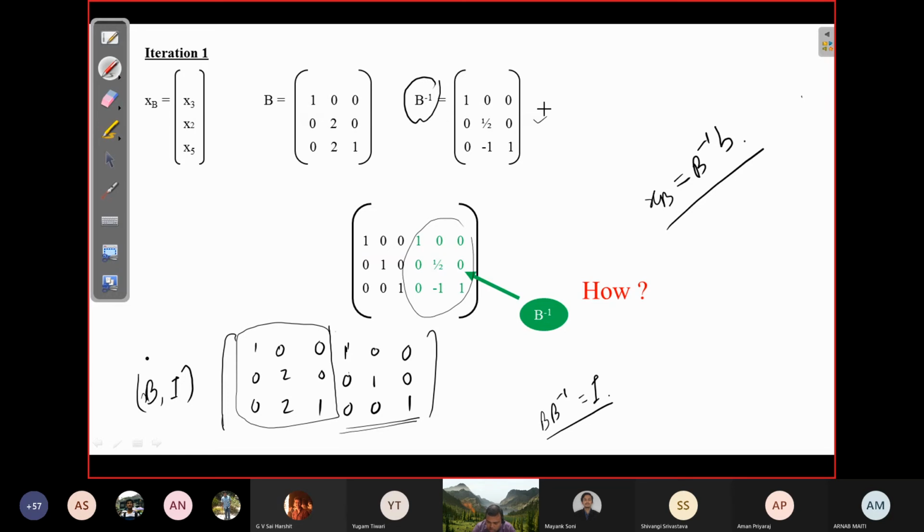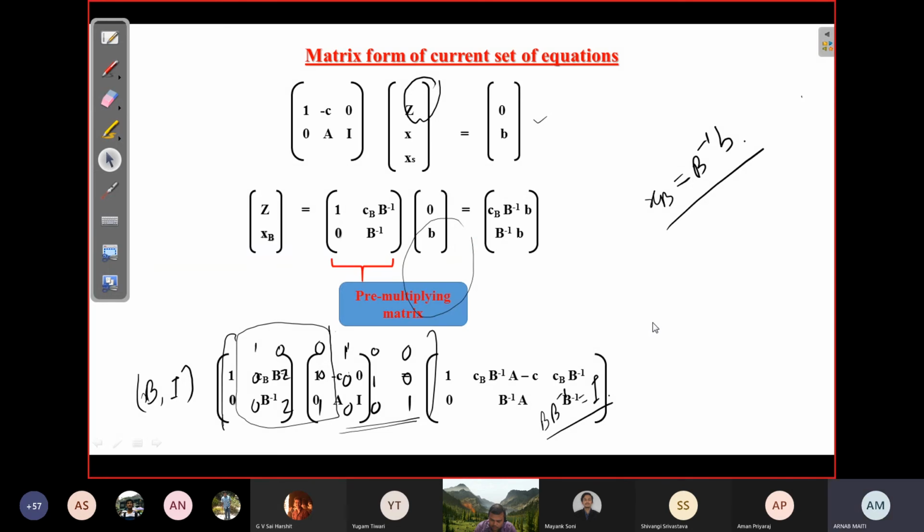So once this B inverse is obtained, then you can easily determine XB and the value Z also, right? Any question? No, sir. Okay.